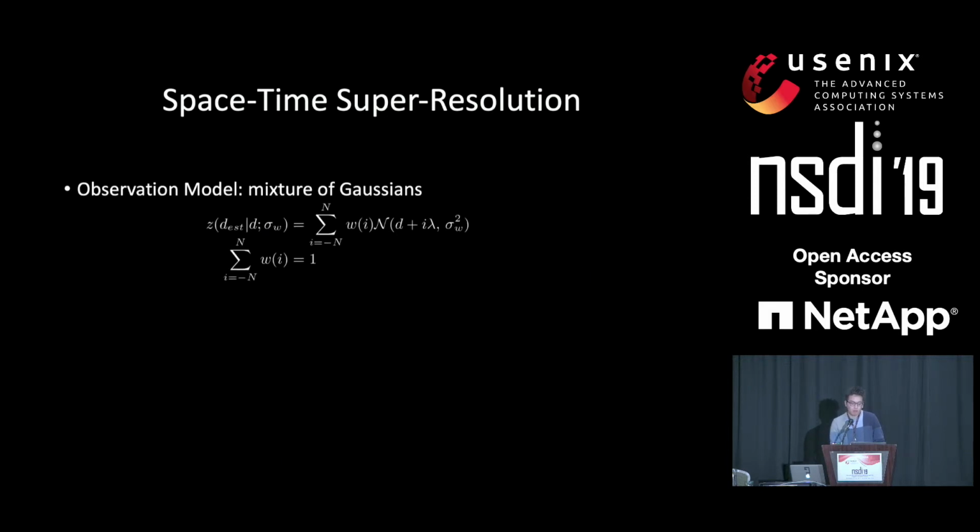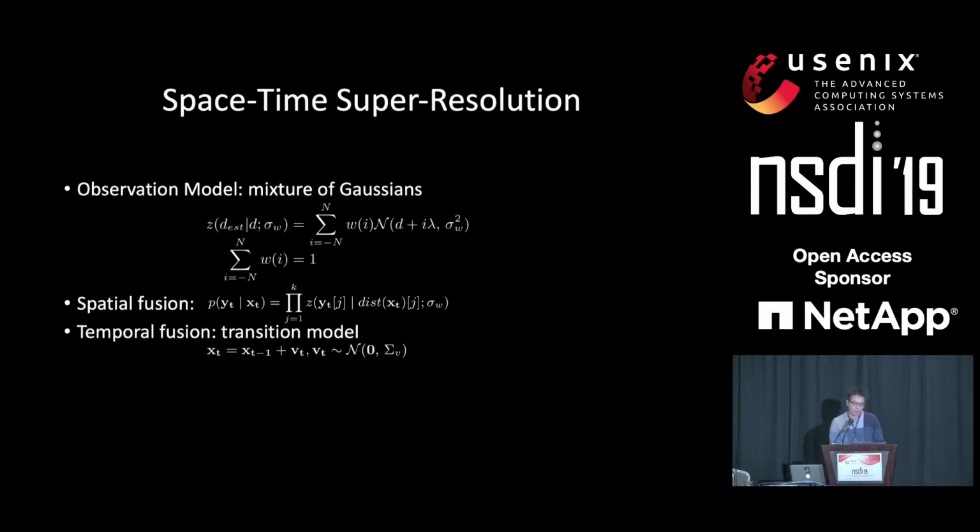Let me show you how we model it. Of course, we need a mixture of Gaussians, where the N represents each Gaussian, and w is the weight, and the summation of the weights equals 1. And then we need to fuse them across space, essentially by taking the product of all the mixture of Gaussians across antennas. And we fuse them temporally by defining a Markov transition model where we define a normal variable representing the motion.